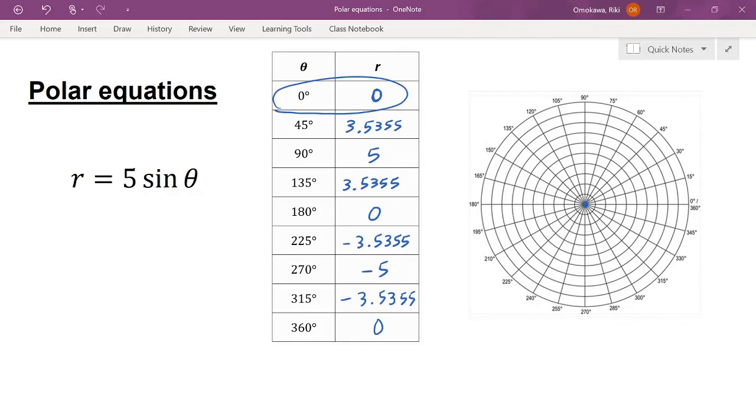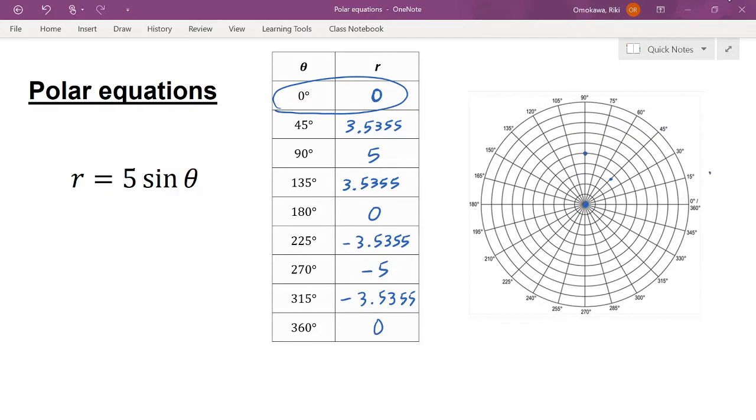And then next 45 degrees. So 45 is here, and then 3.5355, we're just going to have to estimate somewhere between 3 and 4. So 1, 2, 3, 4. So very close to halfway between 3 and 4. So there. And then 90, and then 1, 2, 3, 4, 5. So here.